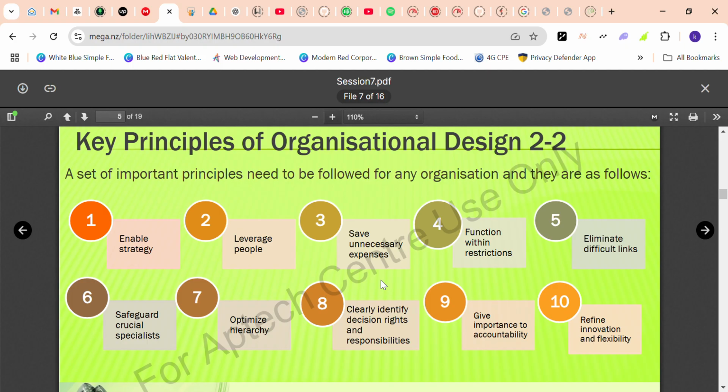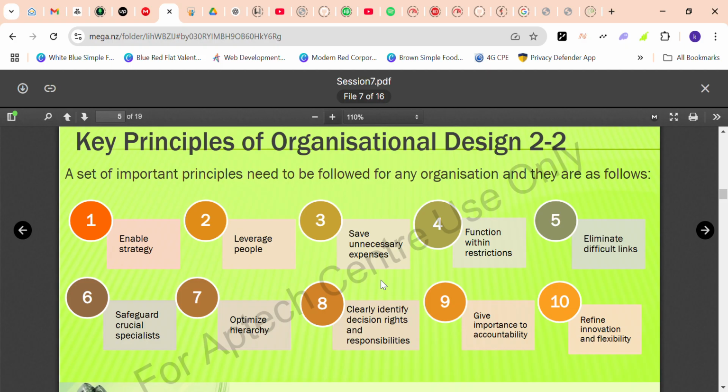The right decision and responsibility clearly must be identified. Number nine, give importance to accountability. Make sure that everybody is able to be accountable for what they do. When you are designing this, you must respect accountability. It must be important when you are designing it.